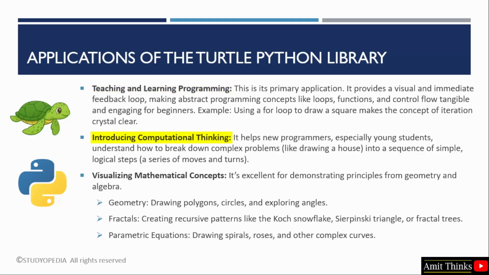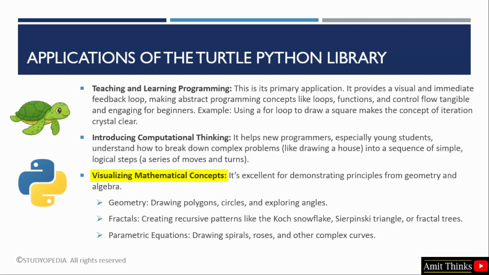Next is developing computational thinking. Turtle graphics encourage learners, especially beginners and young students, to break down complex tasks into smaller logical steps. Activities like drawing a house demonstrate how problem solving can be approached through sequences of moves and turns, reinforcing structured thinking.